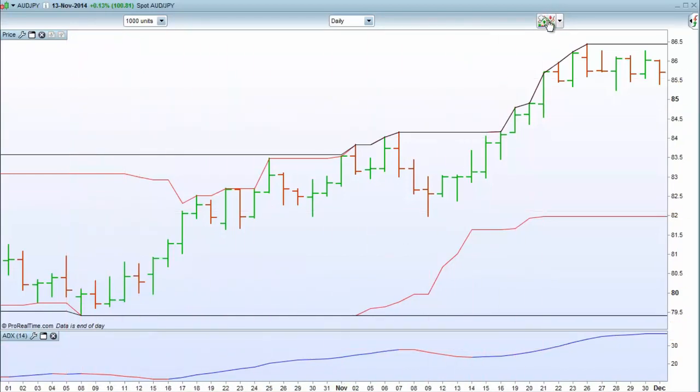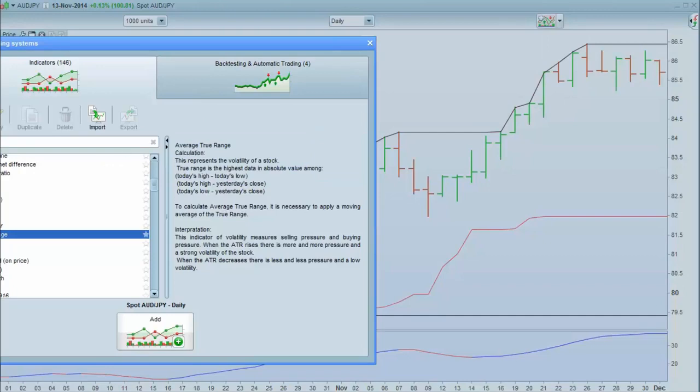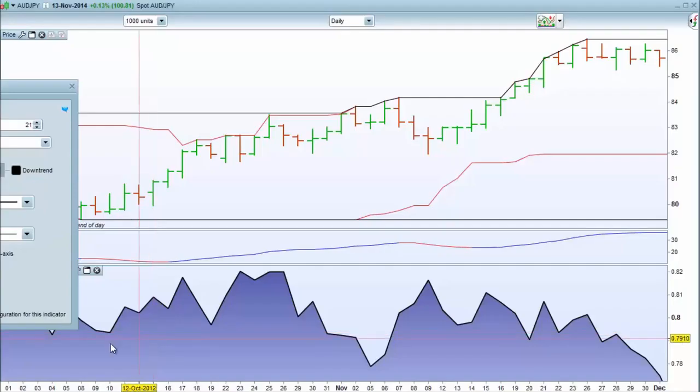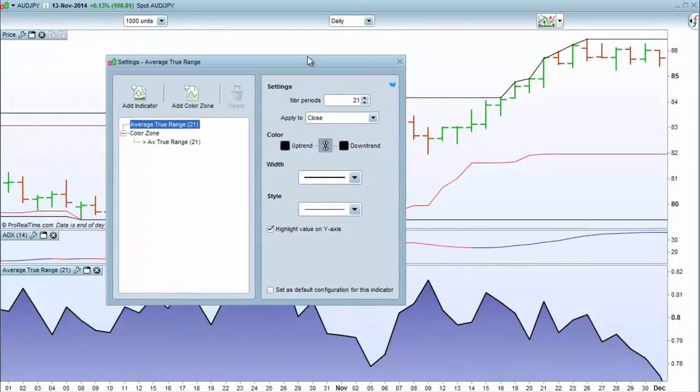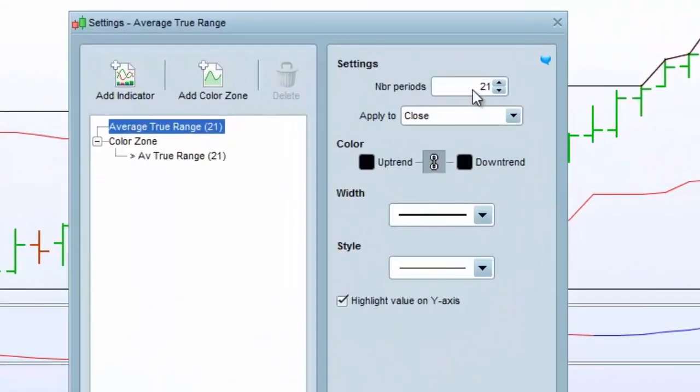We click on this box, because remember, we're trying to add it to the bottom, not to the price action. So we click on this box, and it's in alphabetical order. We scroll down to average true range, and we click add. Now notice it'll pop down to the bottom. And then this box pops up. When this box pops up, you want to make sure the number of periods is 21. The apply to is at close.